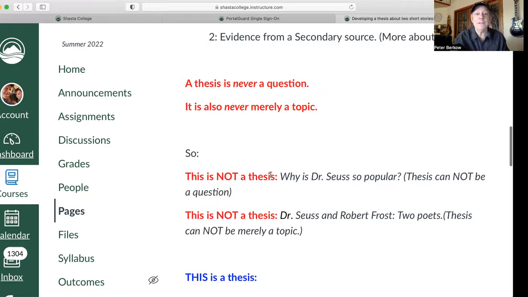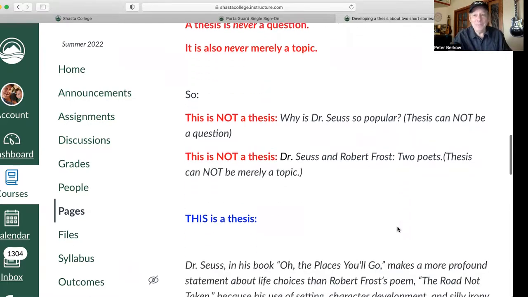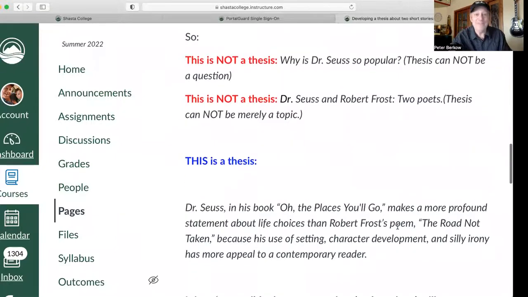So for instance, this is not a thesis. Why is Dr. Seuss so popular? It can't be a question, right? This is also not a thesis. Dr. Seuss and Robert Frost, two poets. Two poets, what? You have to have something that you must defend with evidence. And I should point out that it's okay if the person reading your essay doesn't agree with you. In fact, that kind of makes it fun because you have something to prove, okay?